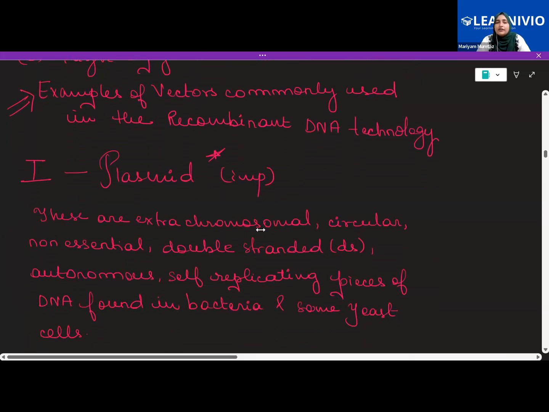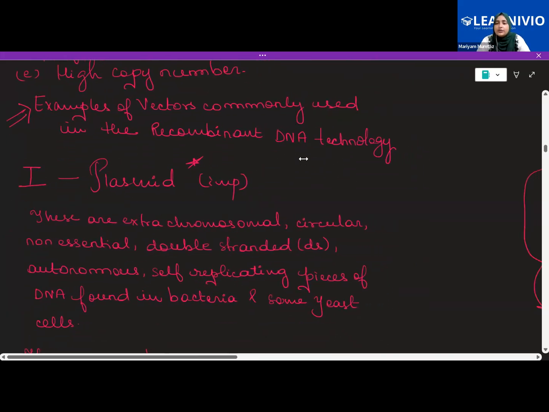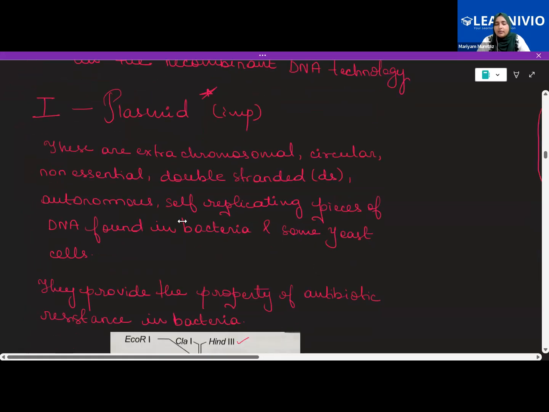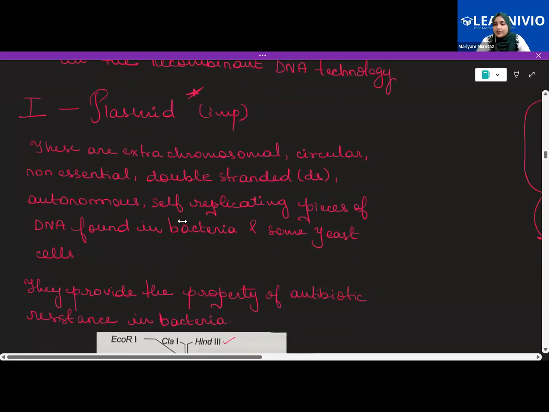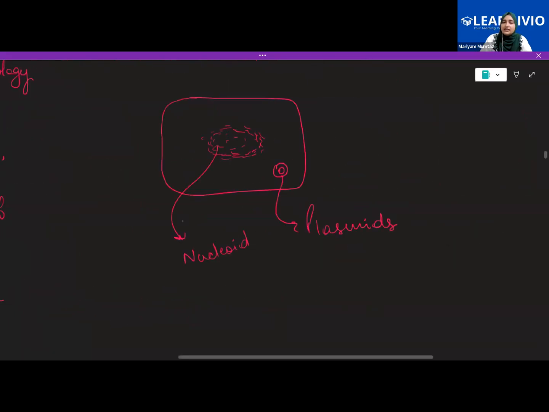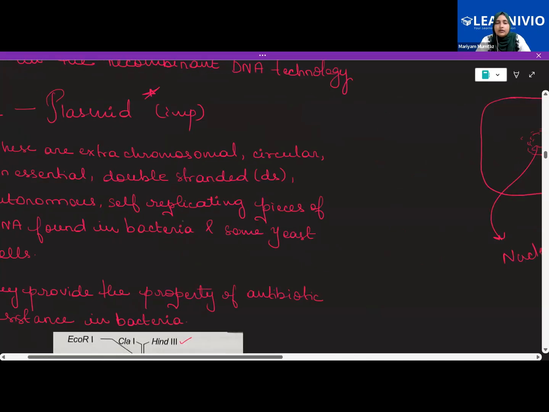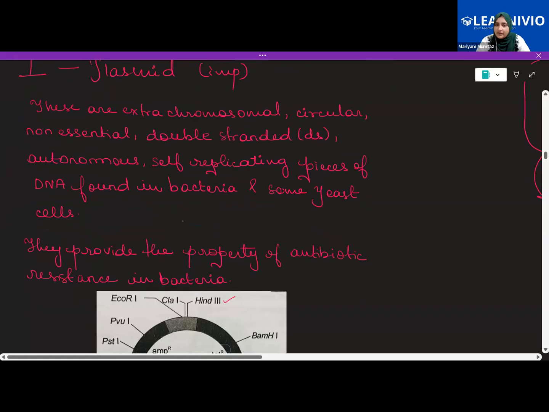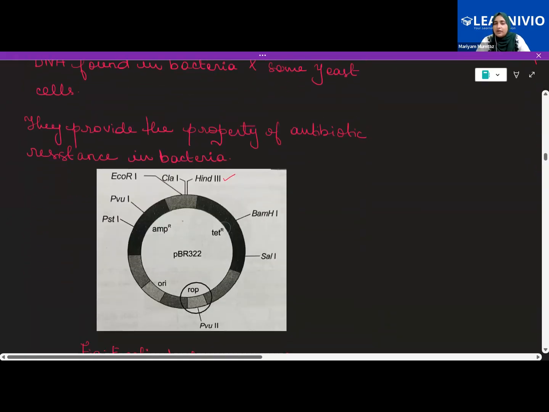Now, examples of the vectors that are commonly used in rDT. The first one, the most important one, is the plasmid. You know that plasmids are extrachromosomal circular DNA. Other than the genomic DNA, there is plasmid DNA. It is autonomous and self-replicating. It is found in bacteria and in some yeast. They have a lot of antibiotic resistance properties.